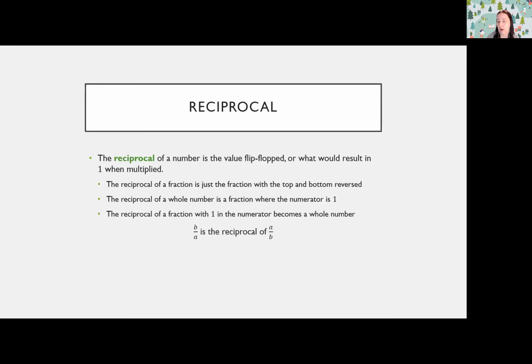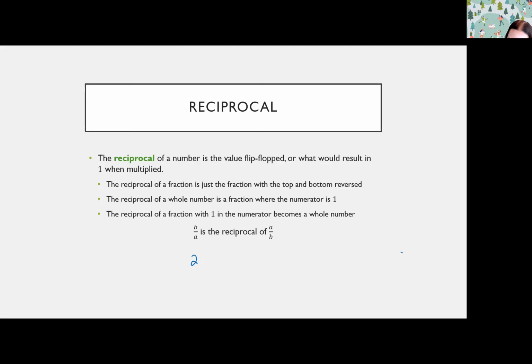The reciprocal of a number. You can take the reciprocal of something, and that is basically flip-flopping it up and down. So you've got a numerator and a denominator with fractions, and you're just reversing what's on top and what's on bottom. If you've got a whole number, this creates a fraction over 1.